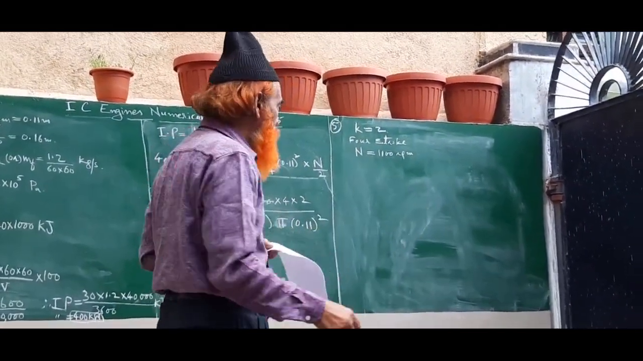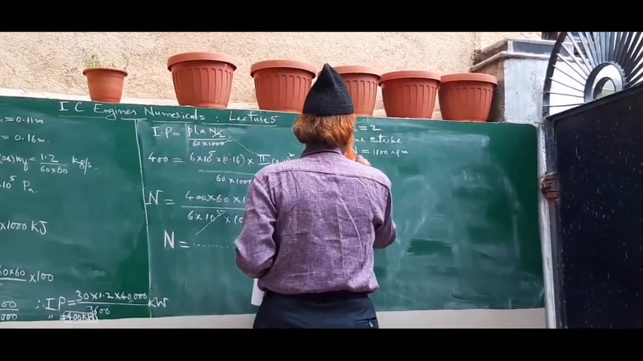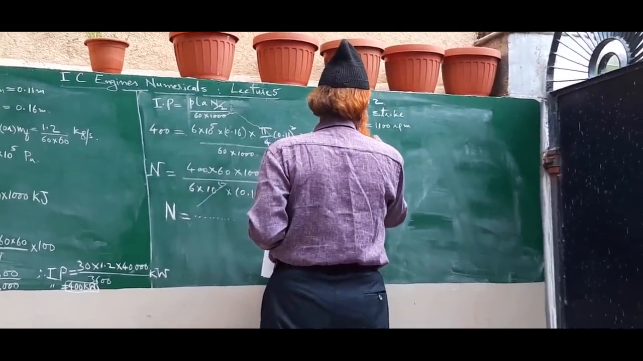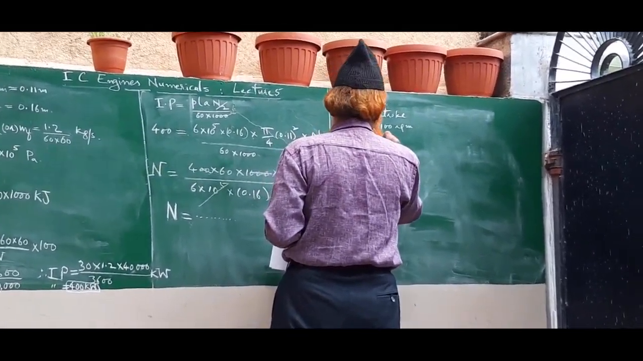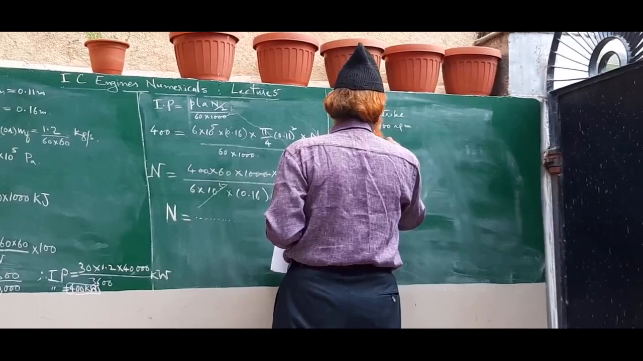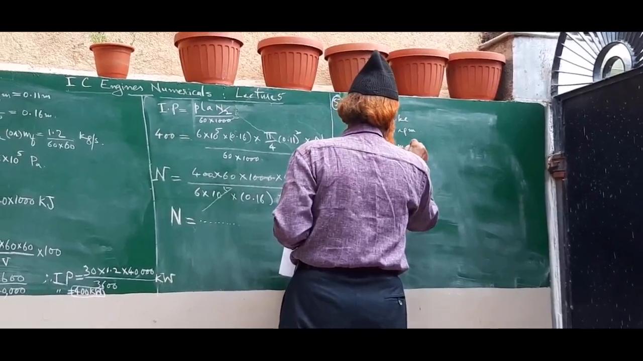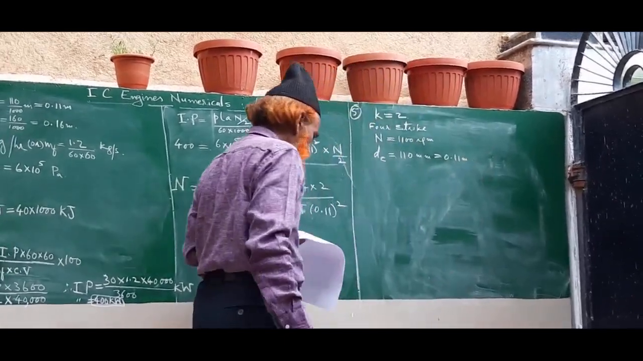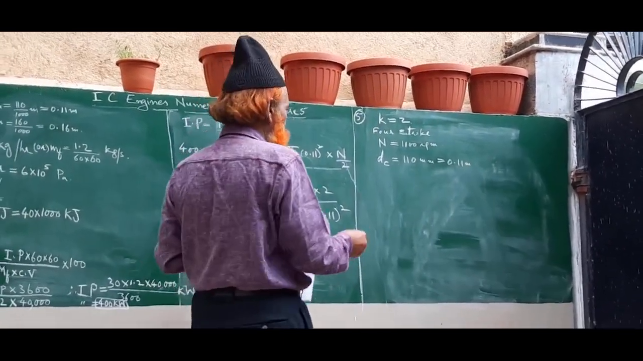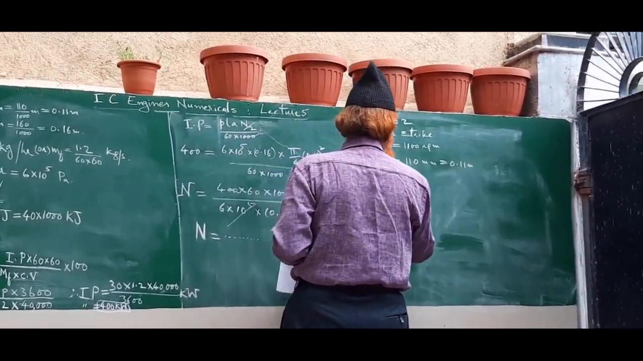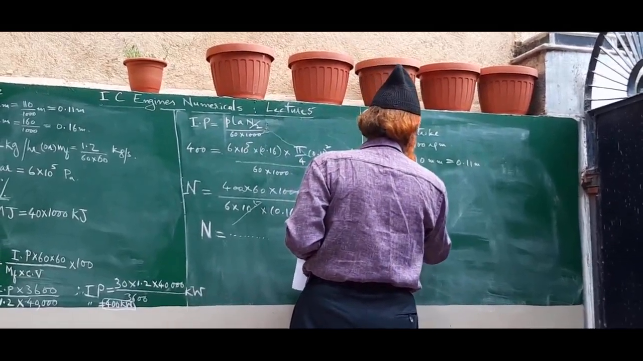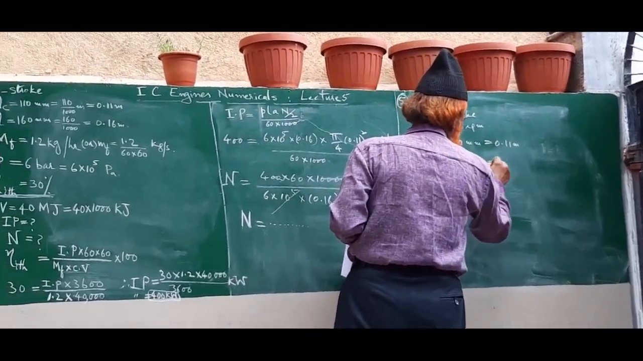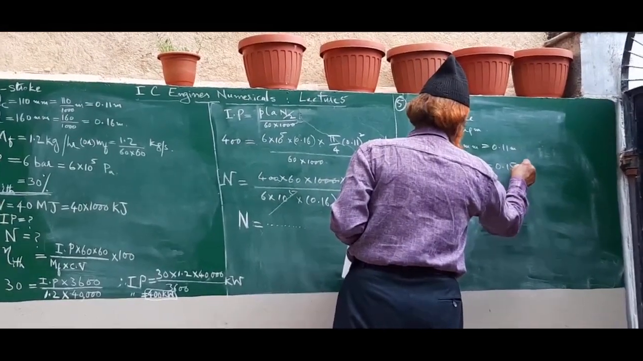Has a bore of 110 mm. Bore means cylinder diameter, that is 110 mm. 110 mm could be written as 0.11 meter. Okay. And stroke is 150 mm. Stroke length, that is L, 150 mm. This we can write as 0.15 meter.